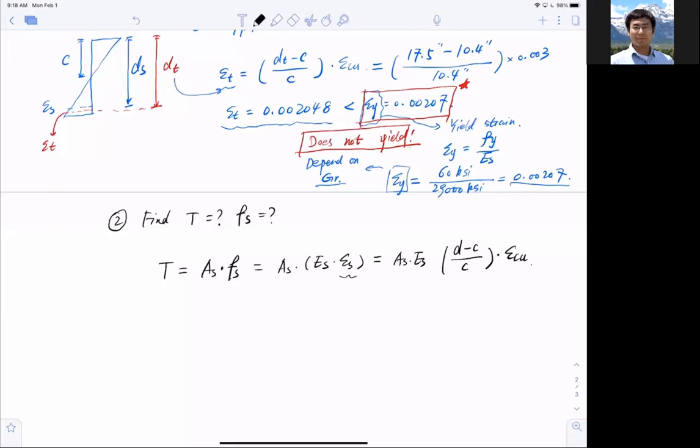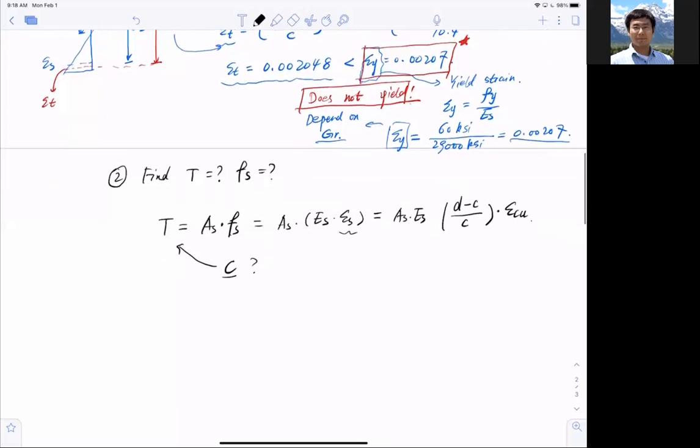Is that right? So here I need to find my concrete compressive zone c to get my total tension T. But I really don't know that. It's a chicken and egg problem. So what am I going to do?